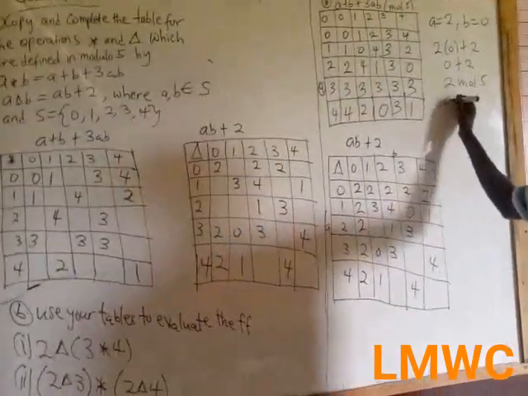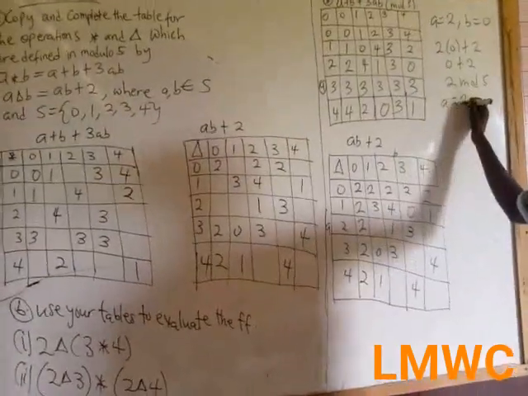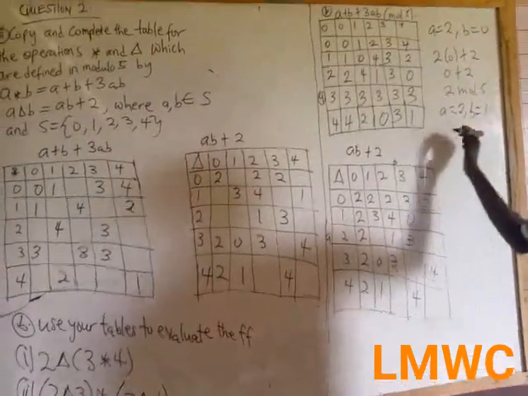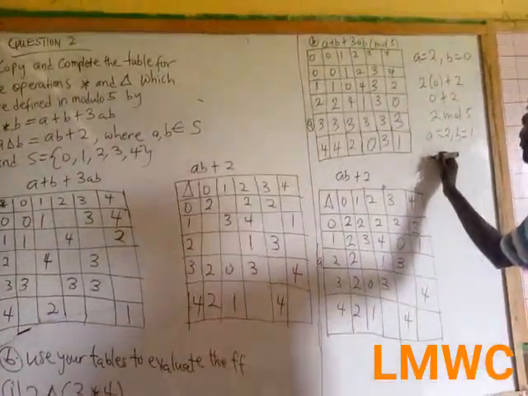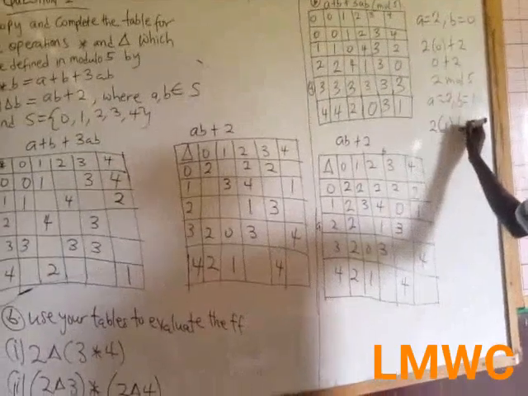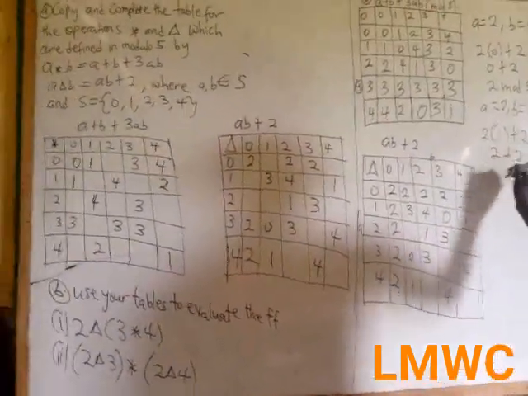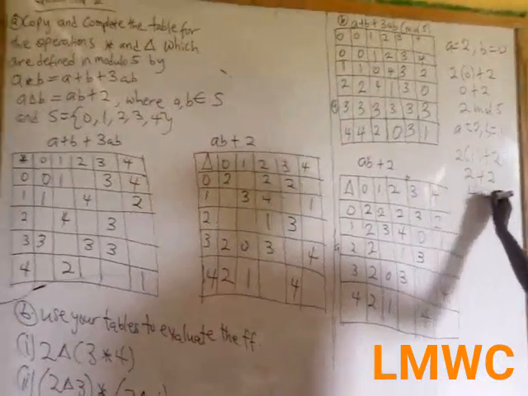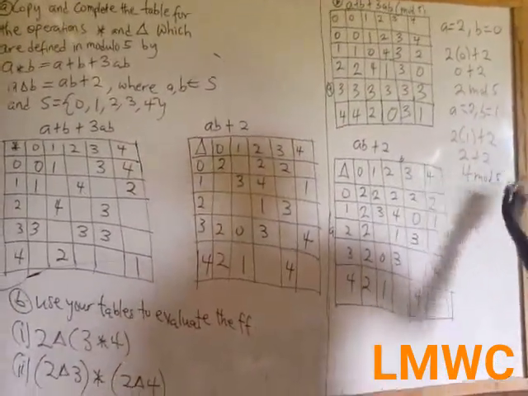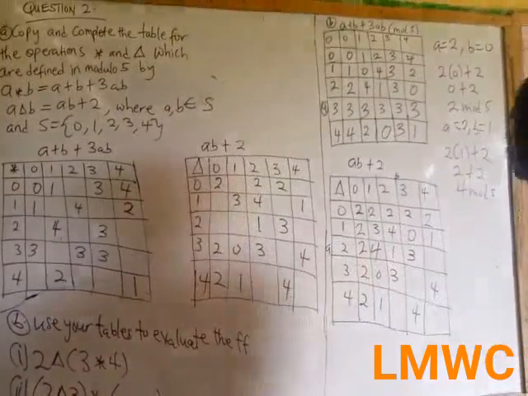Now we have our A as what? 2 and B as what? 1. So it becomes 2, 1 plus 2. 2 times 1 is what? 2 plus 2. So 2 plus 2, we have 4 mod 5. This is less than the mod, so you write 4.